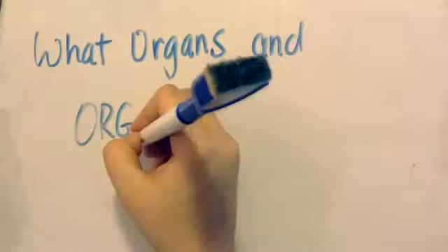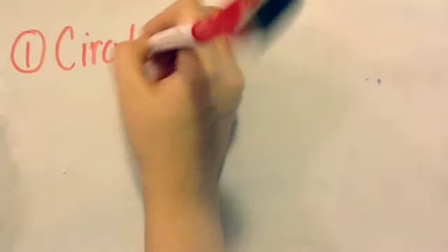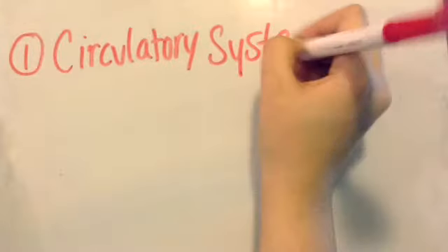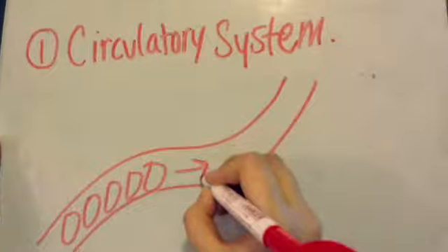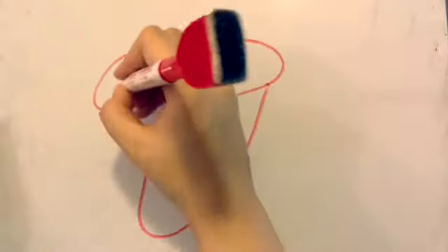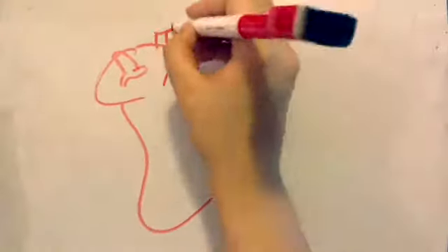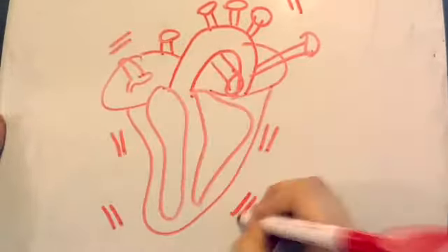What organs and organ systems are affected? Circulatory system. When your valves become stiff or don't close properly, it strains the heart, causing heart rhythm abnormalities, thus making the heart weaker, causing the heart muscle to become weak, and blood cannot be pumped efficiently enough to get oxygen to all of the cells, which may cause heart failure.